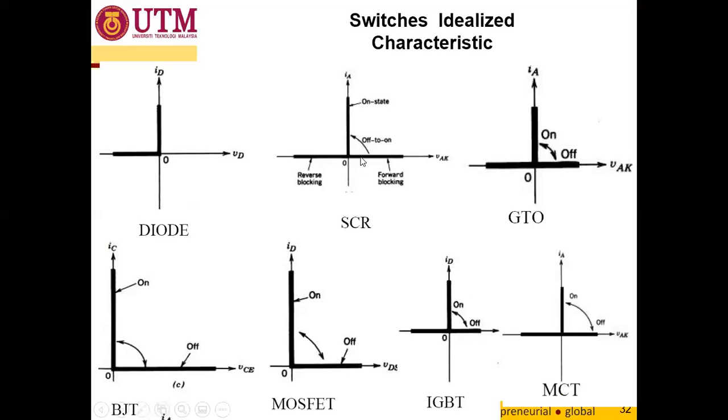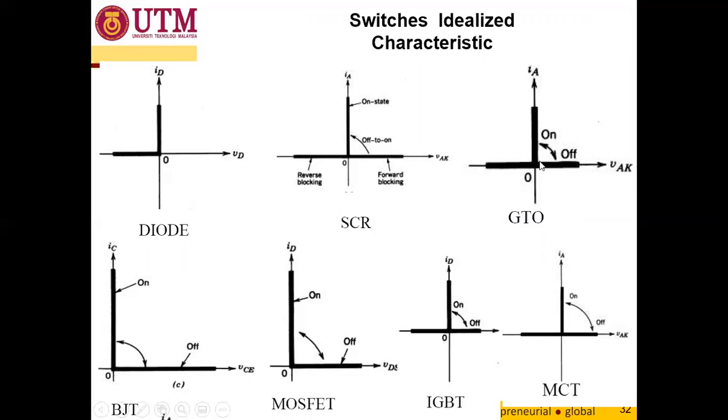As you can see here, this is the forward blocking. Forward blocking means that it still blocks the current from flowing, even though it is forward biased, unless a triggering signal is given to the SCR, so it will turn on. When we turn on, the voltage drop goes back to zero and the current will flow. And this is the condition for the reverse blocking. So this is for the GTO.